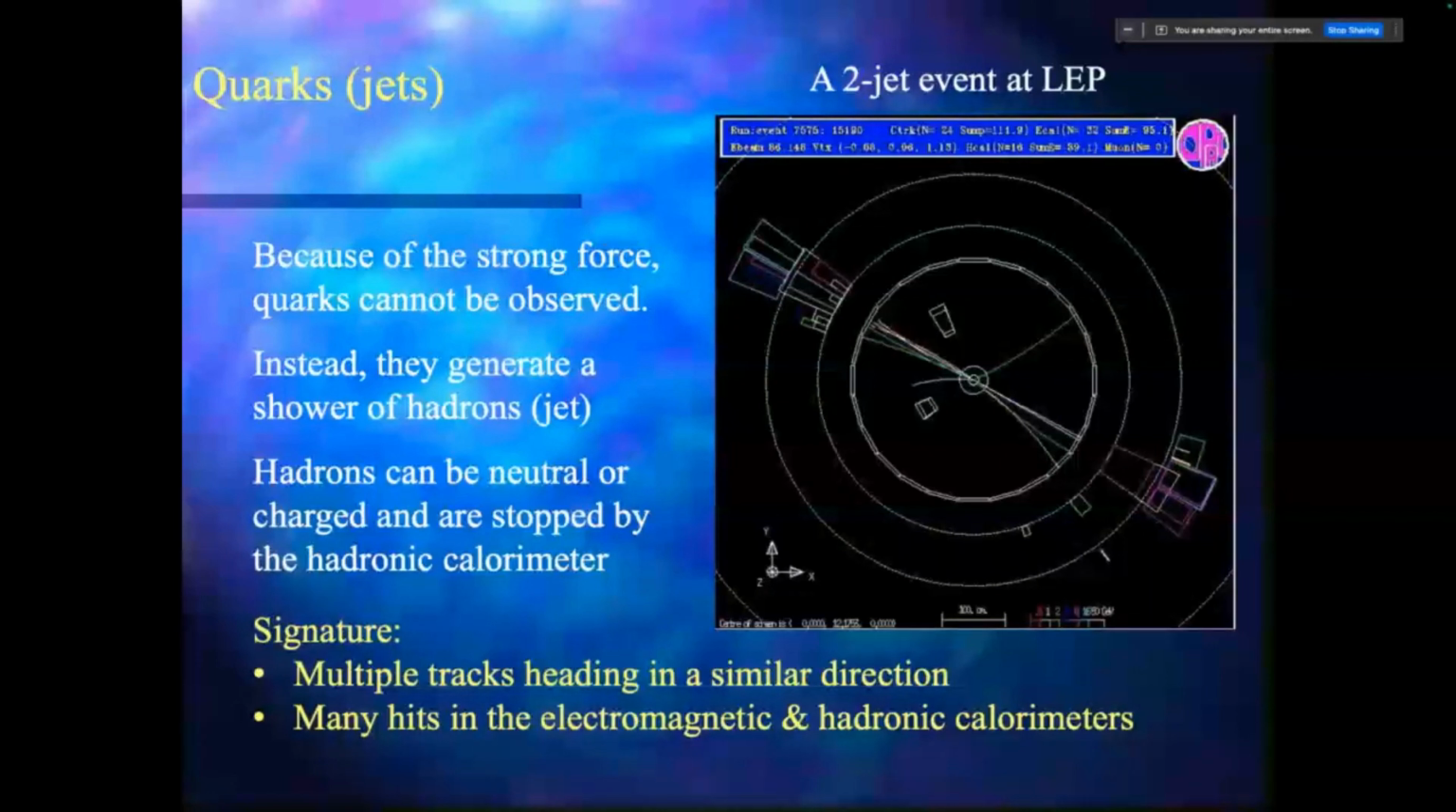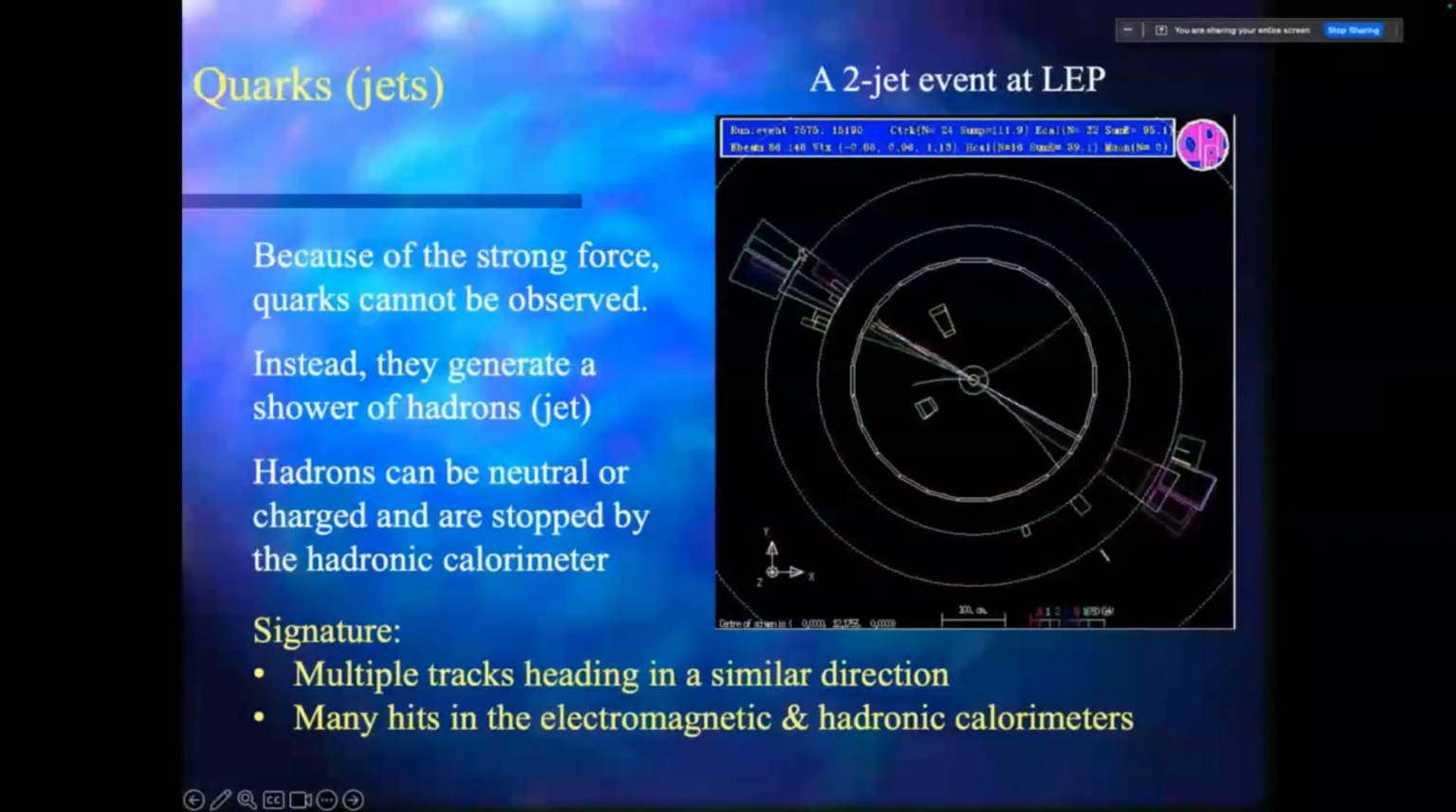There's this spray of particles, but all roughly bunching up and going in a particular direction. This is a decent example of a two-jet event at LEP. So you've got back-to-back production of two, most likely quarks, that have then turned into this shower of hadrons. And then each of these hadrons produces a signal in the hadronic calorimeter.